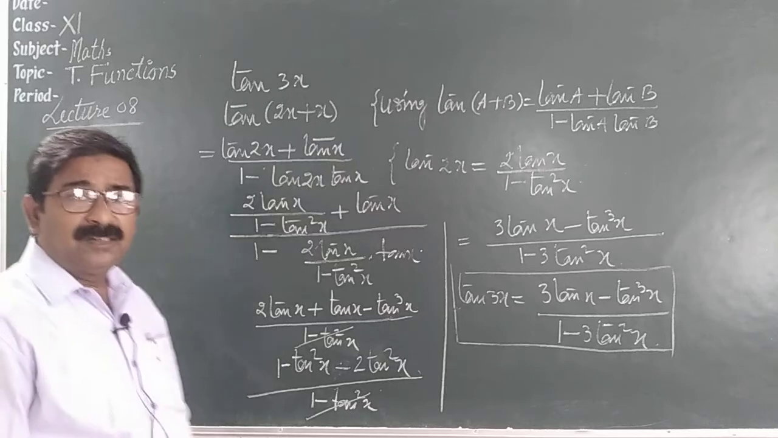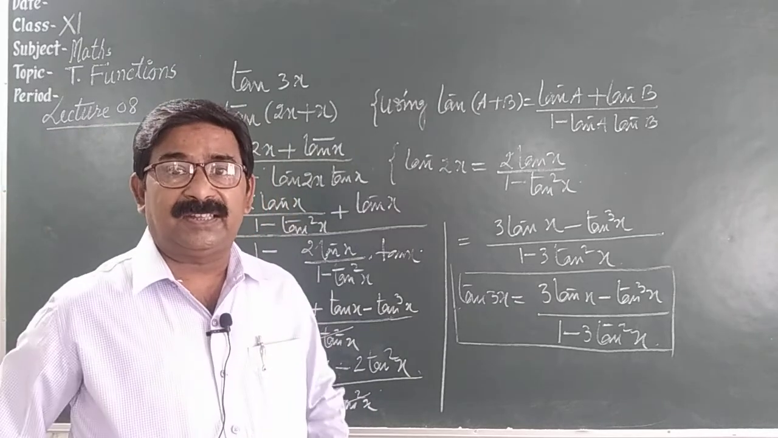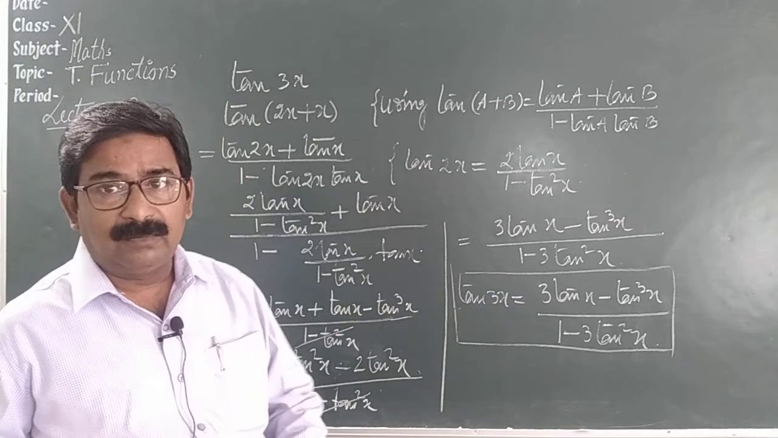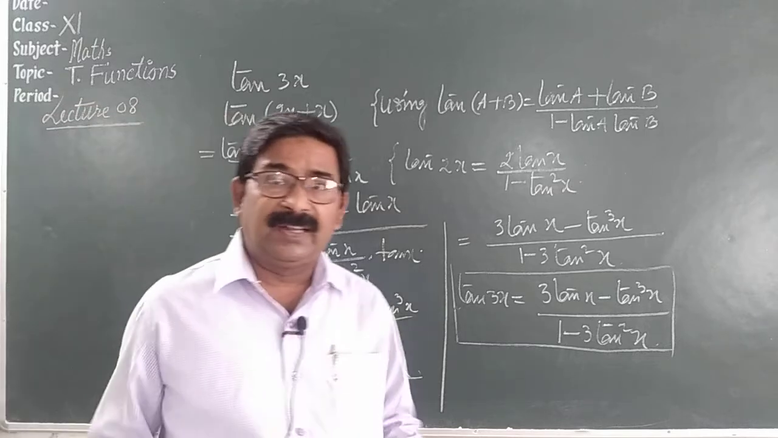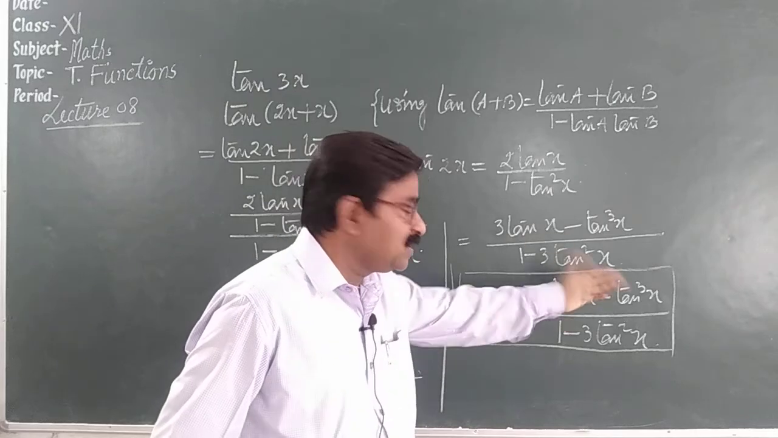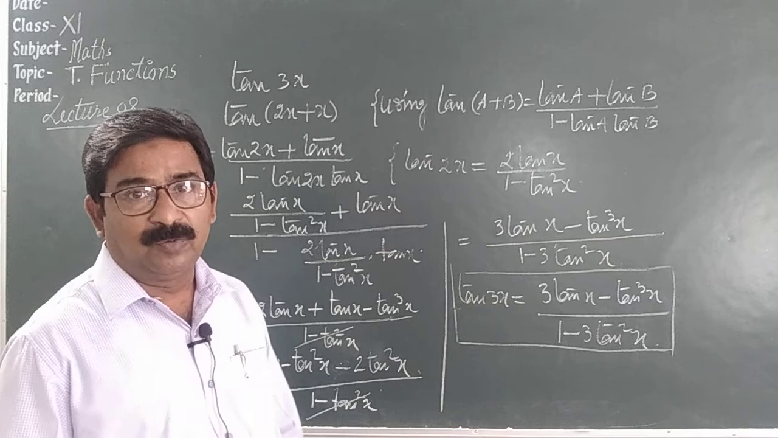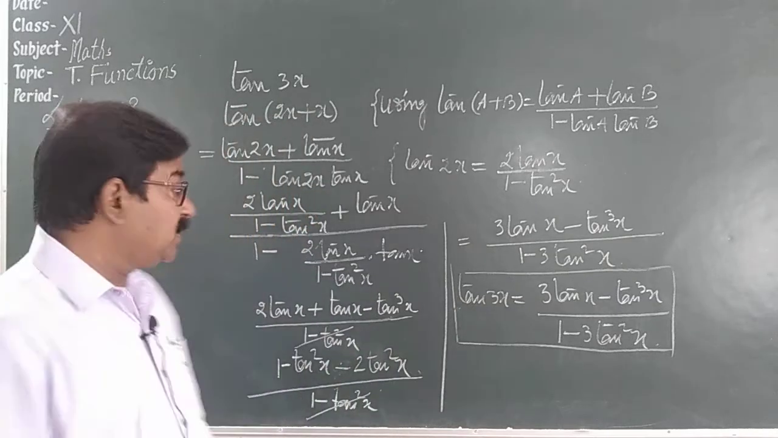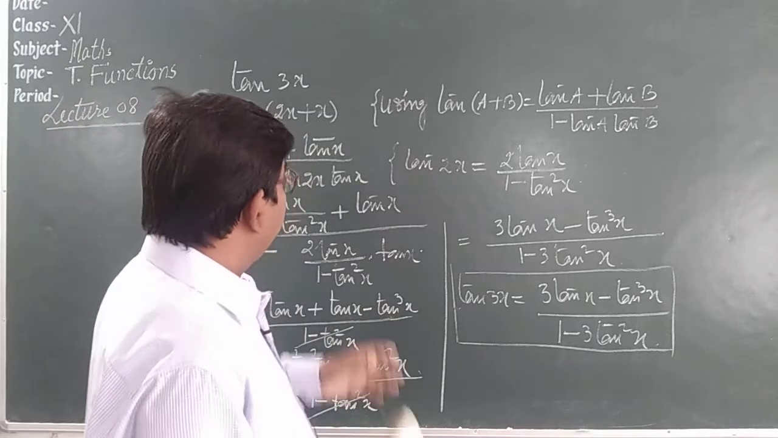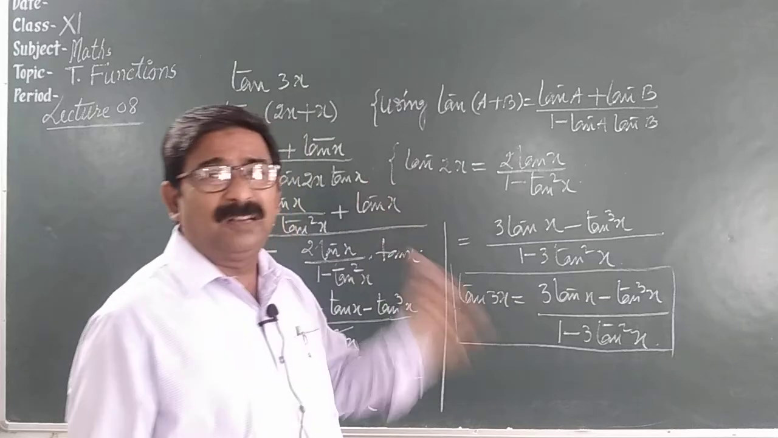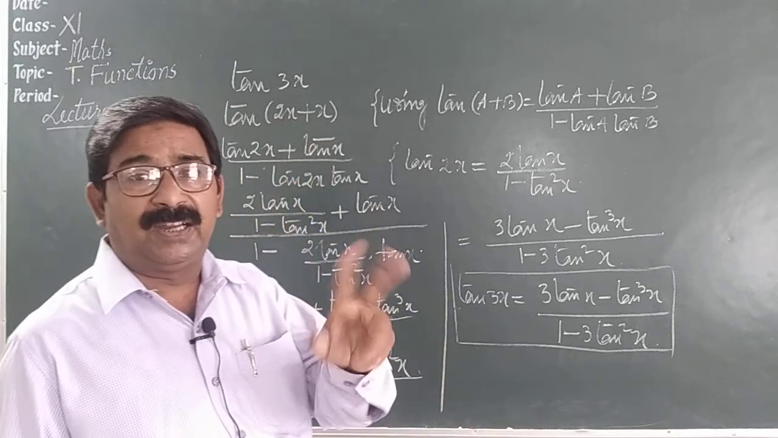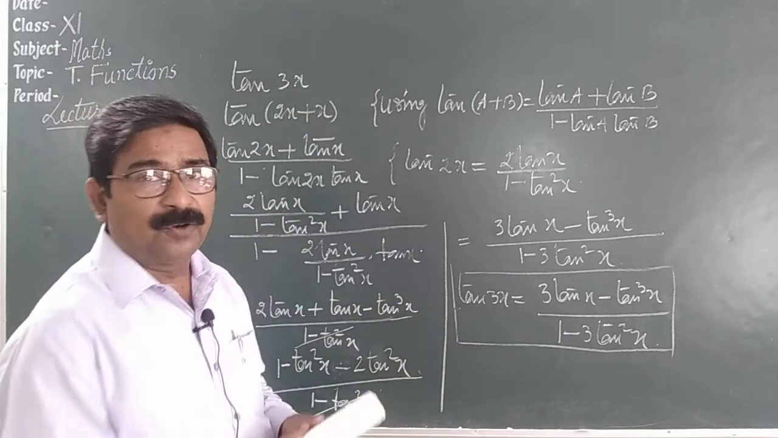If by chance you are given to change into cot 3x, simply change that cot into tan, means cot 3x can be converted into 1 upon tan 3x, and this formula can be written as 1 minus 3 tan square x upon 3 tan x minus tan cube x, that is the cot 3x formula. Got it? Now let's see the application. This way we can find the formula of tan 4x, tan 5x, sin 5x, sin 4x, cos 4x, means splitting that x into two parts, and we can apply the formula.